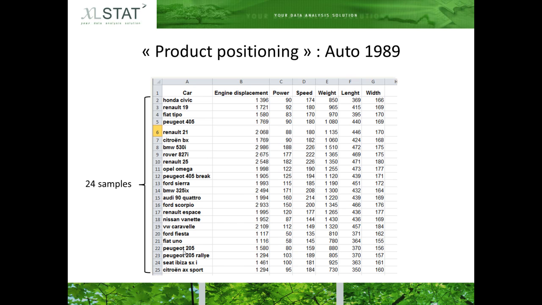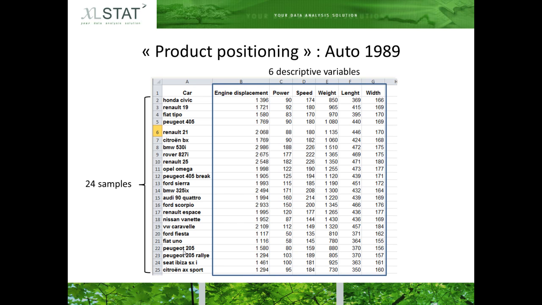Here we can take an example. So we are going to take the example of cars from 1989. And we have 24 samples, or 24 different cars, and we have 6 descriptive variables, such as engine displacement, power, speed, weight, length, width.